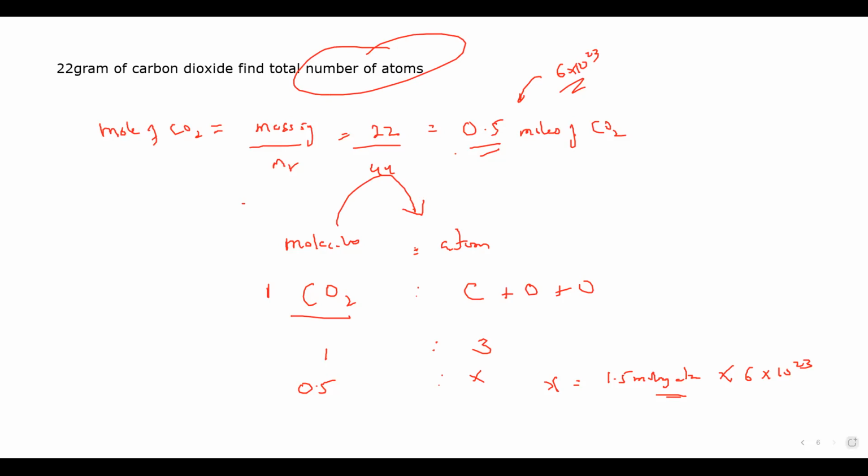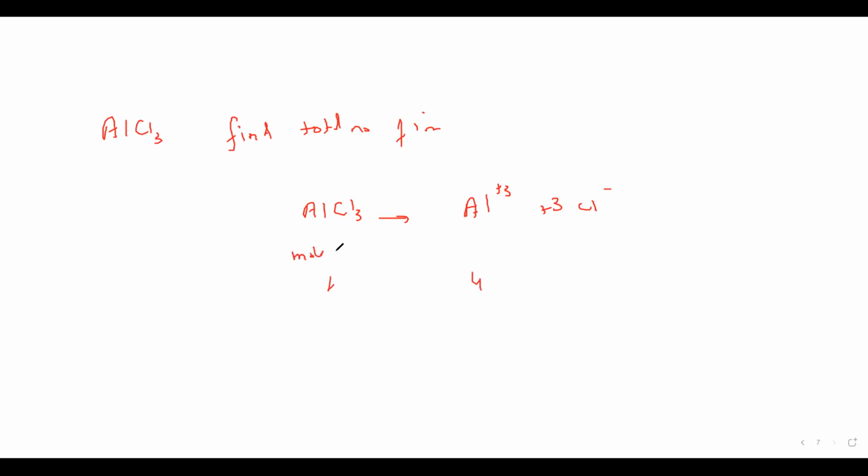If they're asking for ions, say you have aluminum chloride, AlCl3, and the question is to find the total ions. Aluminum chloride will dissociate into an aluminum ion and 3 chloride ions. So the ratio of molecule to ions is 1 to 4. So you can work out the ratio and find the number of ions.